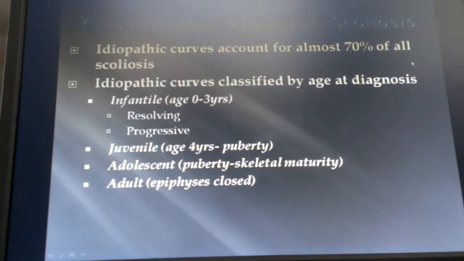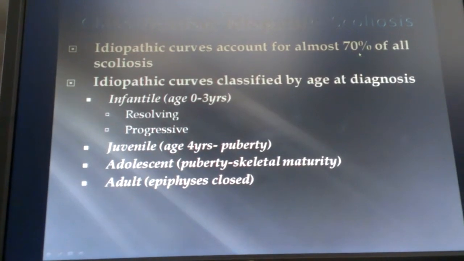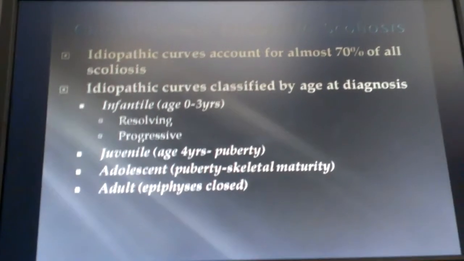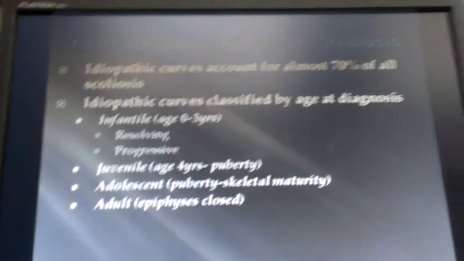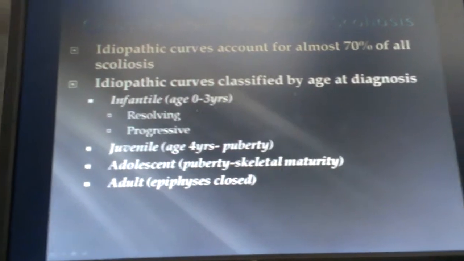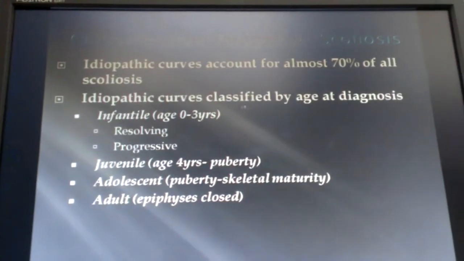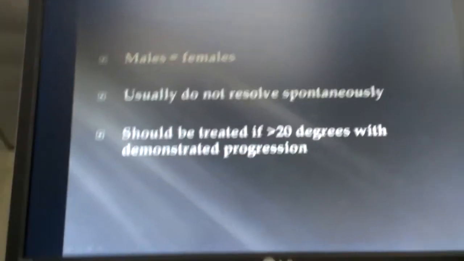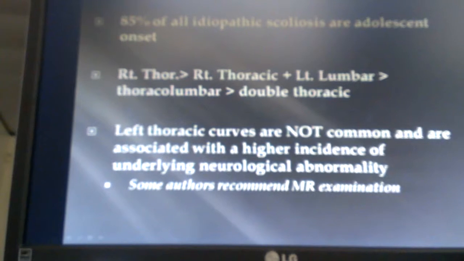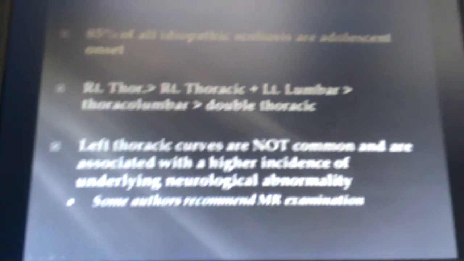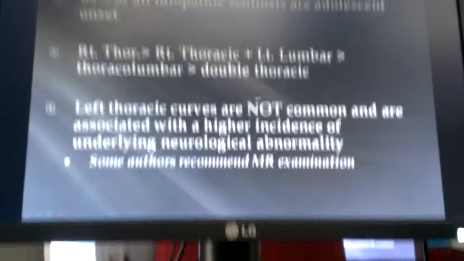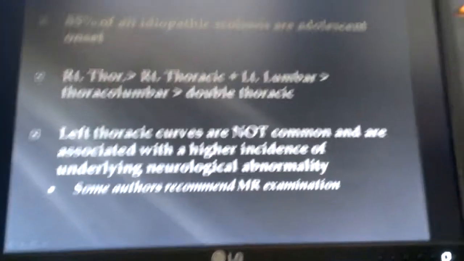Okay, so idiopathic represents, at least in North America, not in Central America, not in some South American countries, especially where people are indigenous, they can have congenital for sure. But anyhow, this one here I want you to know: 85% of all idiopathics are adolescent in their onset. I mean, little kids go in and out of scoliosis all the time. So usually it's right side convex.